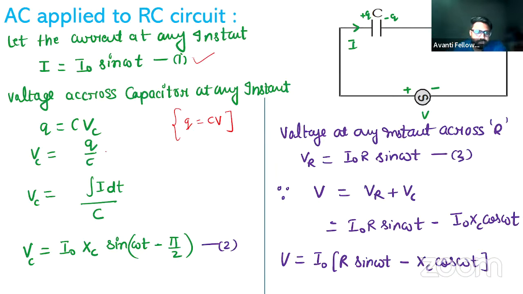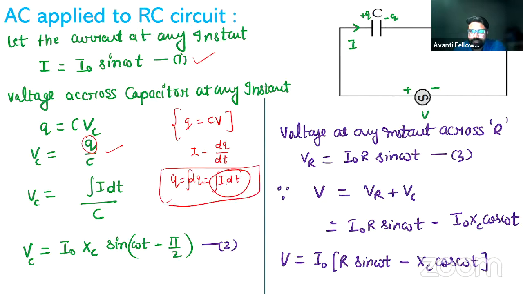From here, we put the value of Q in terms of I. How can we do that? Because I is nothing but dq by dt. So dq becomes I into dt. Now, if I want the total charge, capital Q, I have to integrate. So Q is replaced by the integration of I dt.